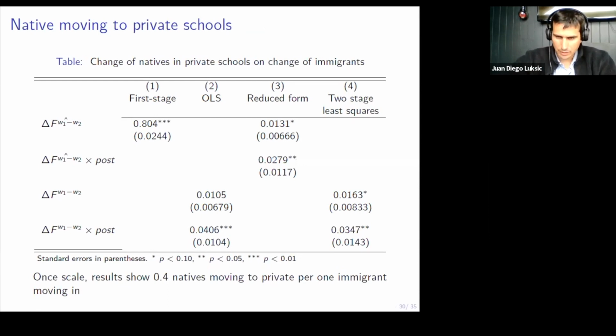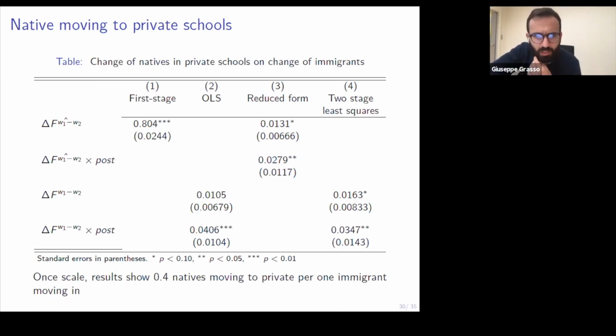Then if I do the same, but look at private school, as you can see in column 4, the first stage is similar, but now I'll focus just on the 2SLS, column 4. We can see that actually immigrants are accelerating the movement to private school, but those neighborhoods that receive immigrants were already having some movement into private school. And once the immigrants arrive, this increases much more. You know? It's triple, because this is double, but it is over that specific baseline. So the relation now is that 0.4 natives are moving to private school per one immigrant moving into a neighborhood.